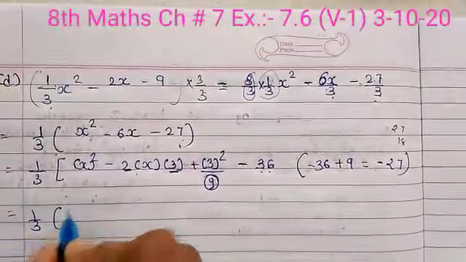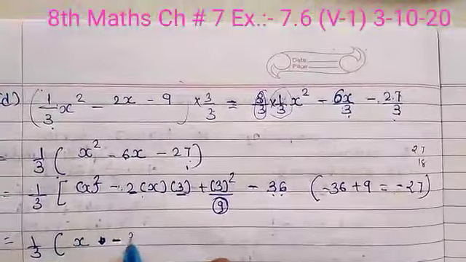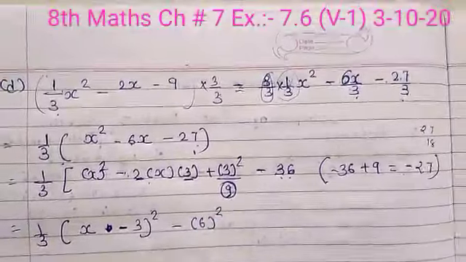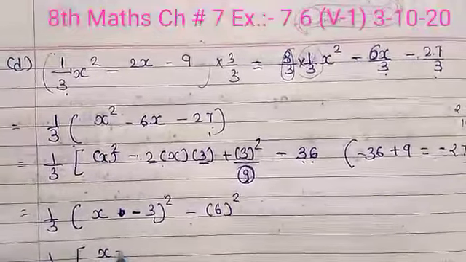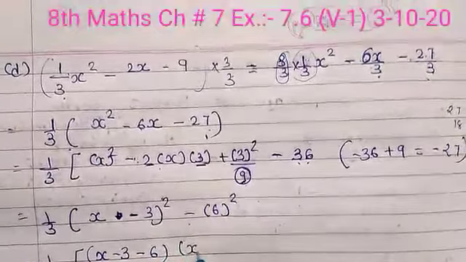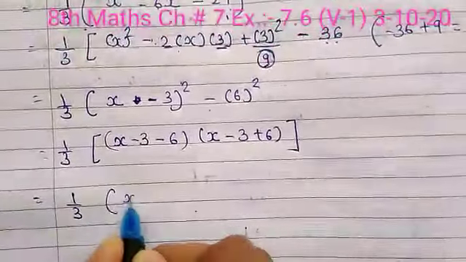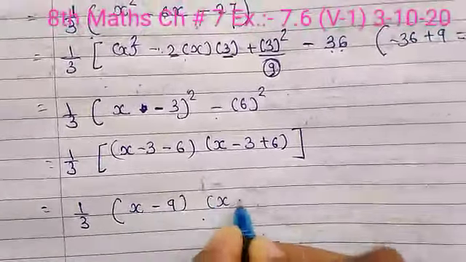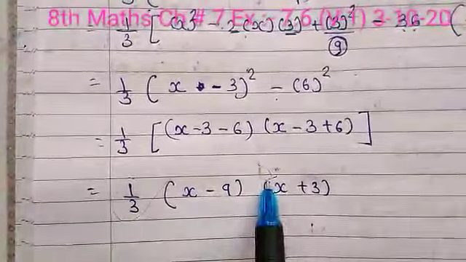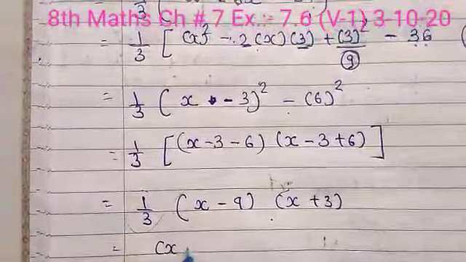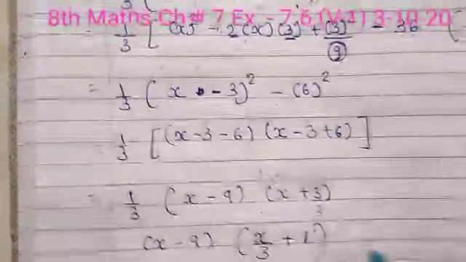So what can we write now? 1/3 is there. So it becomes x minus 3 whole square minus 6 square, right? So it becomes 1 upon 3 into a square minus b square, so we can write x minus 3 minus 6 and x minus 3 plus 6. It will become 1/3 into x minus 9 and x plus 3. Okay, now here 1/3 is there, so we are multiplying it with this sum. So x minus 9 will remain as it is. Now multiplying, it will become x upon 3 plus 3 upon 3, which is equal to x upon 3 plus 1. That is our answer.